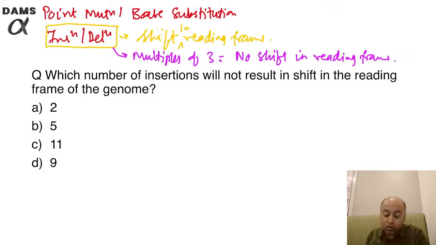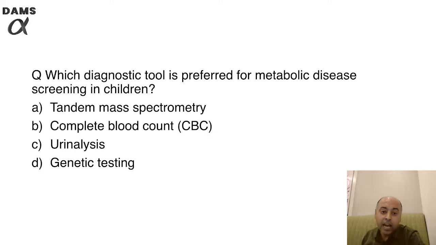So in this question, you have to look for multiples of 3. The question says which number of insertions will not result in a shift in the reading frame of the genome. So you have to look for multiples of 3. The multiple of 3 in this case is number 9, which is your correct answer. So this is very commonly asked, the effect of insertion and deletion.